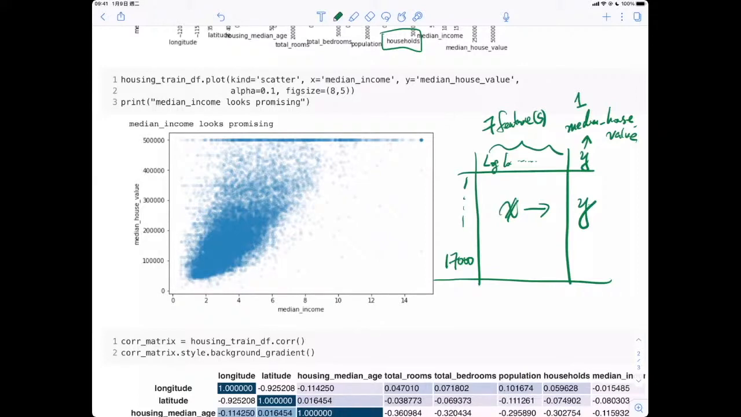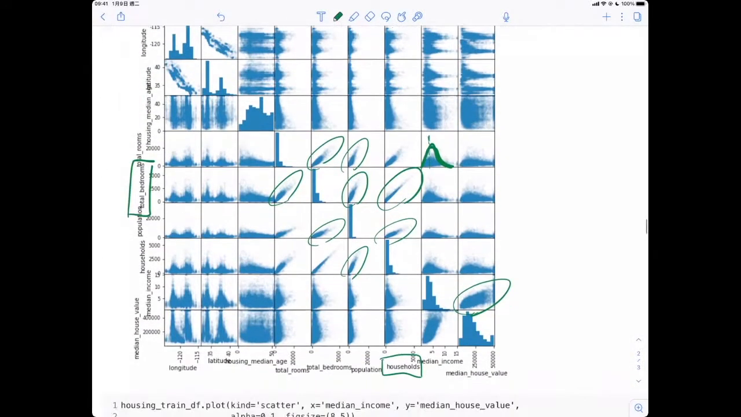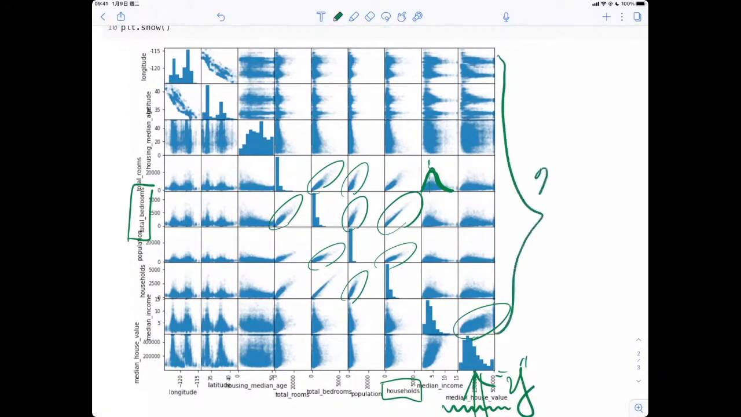But which one among those 7 features is more promising? Basically, you have to think about this column right here. This column is our Y, the median house value. Which one of these 7 features is much more promising to predict the Y, which is the price of this house, the house value?